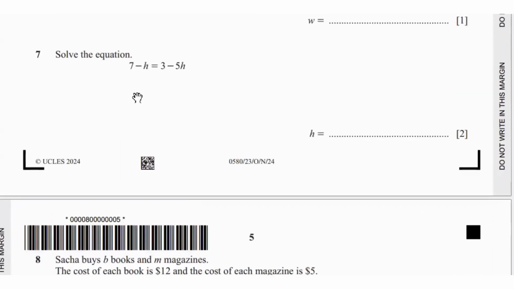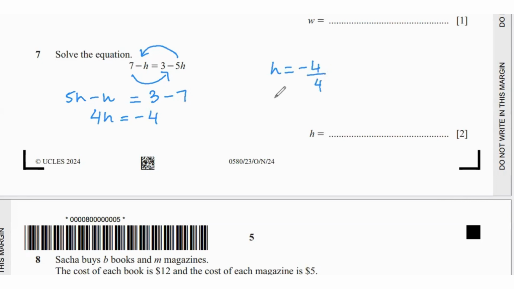Question 7 says solve the equation 7 minus h equals 3 minus 5h. Once again, we're going to collect the like terms, but now on different sides. So the variables on one side and the constants on the other side. I'm going to move 5h over here and 7 over here. When we move 5h to the left-hand side, instead of being subtracted, it gets added. So it's 5h minus h now equals 3 minus 7. Once again, 5h becomes positive and 7 becomes negative. So that's 4h equals negative 4 and h equals negative 4 over 4, which is negative 1.